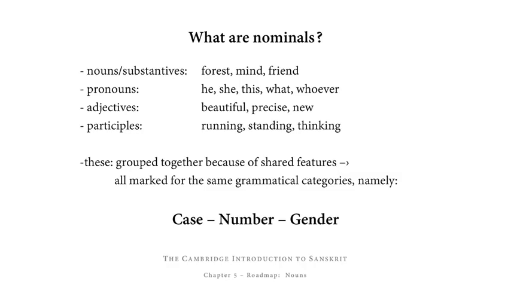They include a couple of categories of words, such as nouns or substantives, like forest, mind, friend, person, thing, and so on. Pronouns, such as he, she, this, what, whoever. Adjectives, such as beautiful, precise, or new. Participles, such as running, standing, thinking, and so on. And all of these are grouped together here because of shared features. Specifically, they are all marked for the same grammatical categories, namely case, number, and gender.